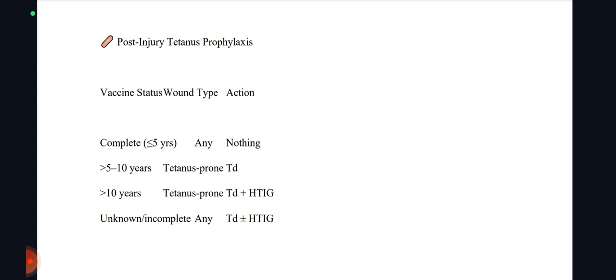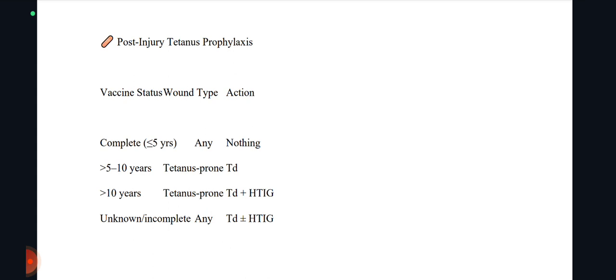What's the vaccine status? If the vaccine status is complete in less than or equal to 5 years of age, for any wound, you don't have to take any action. If the vaccine status is more than 5 to 10 years and the wound type is tetanus prone, we have to give TD. If the vaccine status is more than 10 years and the wound type is tetanus prone, we have to give TD plus HTIG.